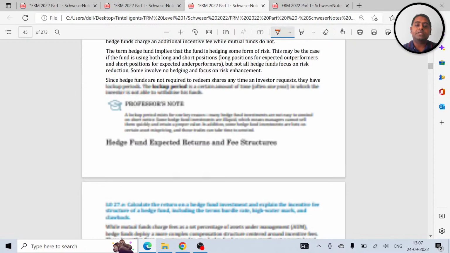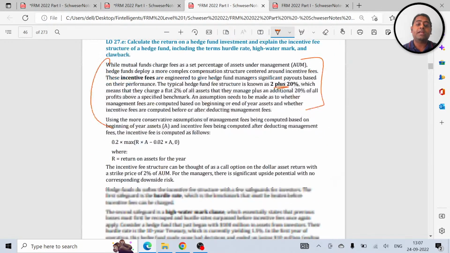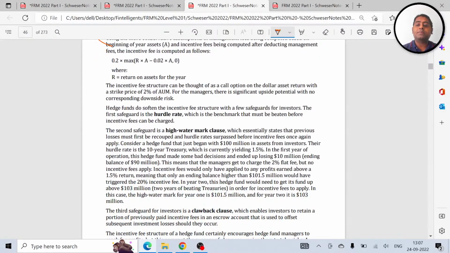Directly taking you towards the hedge fund incentive part, this section, important. Don't skip it. 2 plus 20%, theoretically they can ask you questions. And also the concept of high watermark clause, important.